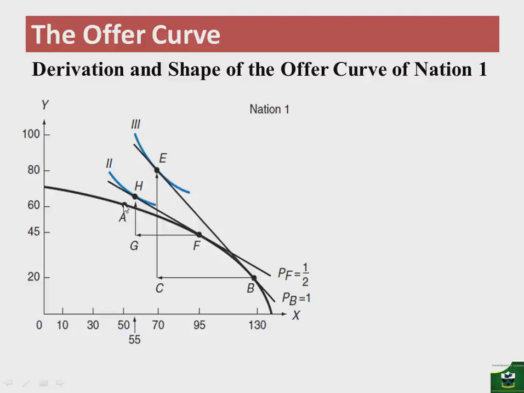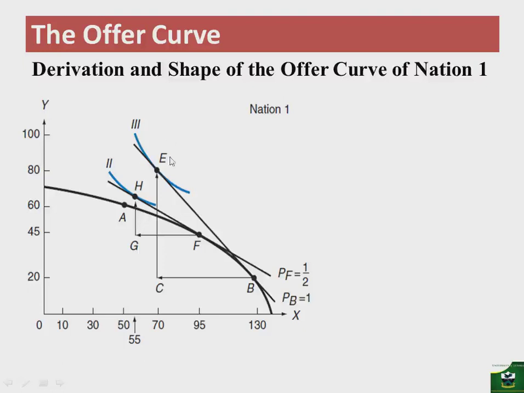And therefore, Nation 1 will have to specialize in producing X. By moving down the curve, it will increase the production volumes. And when it reaches point B, Nation 1 will meet the international terms of trade. At that point, Nation 1 will export 60 units of X and import 60 units of Y to consume at point E.